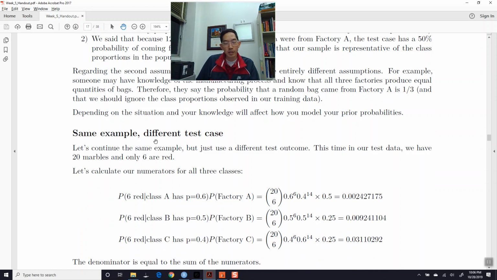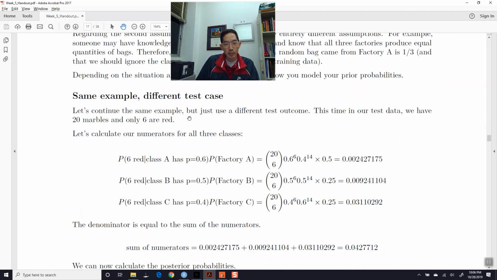Here's just another example, okay? Same example, different test case. This time, our bag, when we open it up, has 20 marbles and only 6 of them are red, okay? So again, factory A says 60% should be red, factory B says 50% should be red, and factory C says 40% should be red. And here we're getting only 6 out of 20, so around 30% in our bag are red, okay?